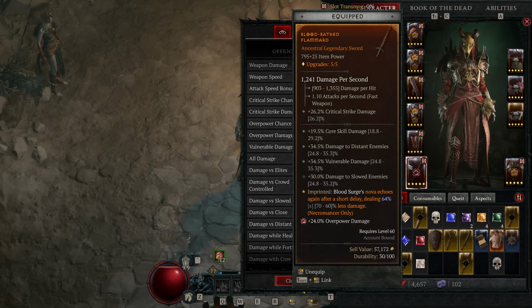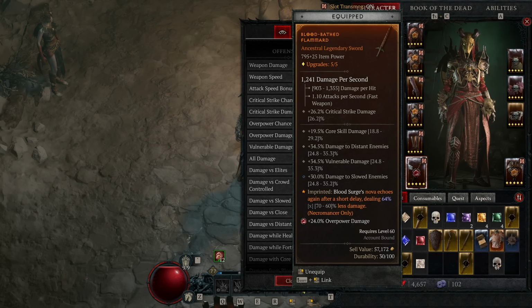If I look at the actual aspect here, Blood Surge's Nova echoes again after a short delay, dealing 64% multiplicative, there's that X, less damage. So you can find these context clues and tips within the actual UI by diving into them. But I wanted to really express this, so if you want to use any of the calculators I've already shown you, this is how you'd pull the information.